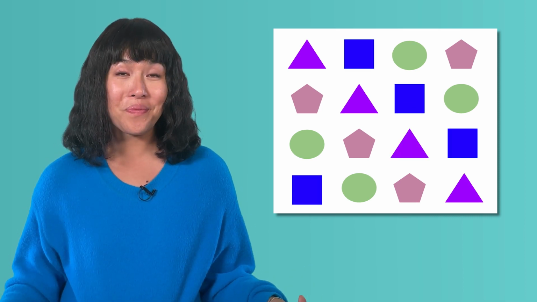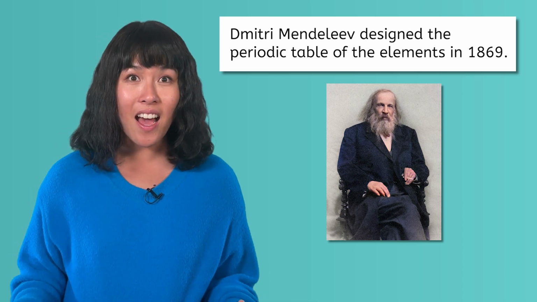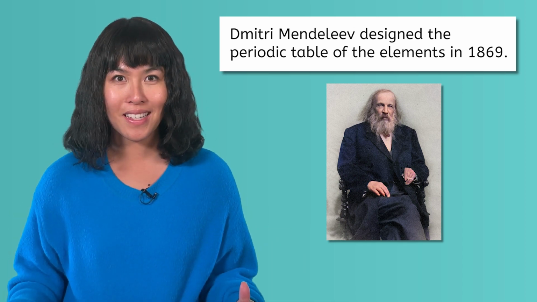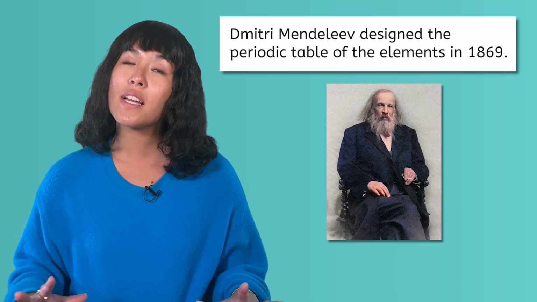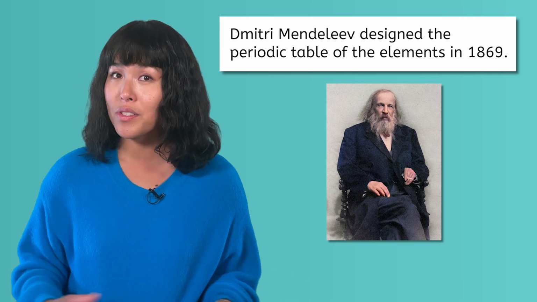How did you do? This process of placing things in a table in a specific order and then using this order to determine missing pieces is exactly what Dmitri Mendeleev did in 1869 when he designed the periodic table of the elements. Mendeleev set out to organize the elements in a way that made the information easy to understand.